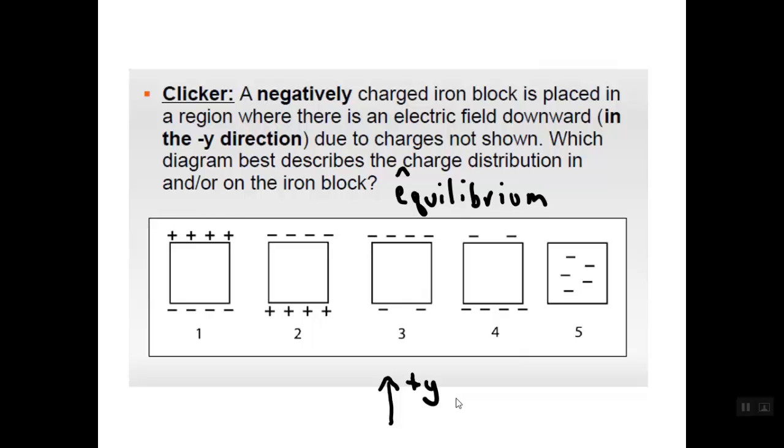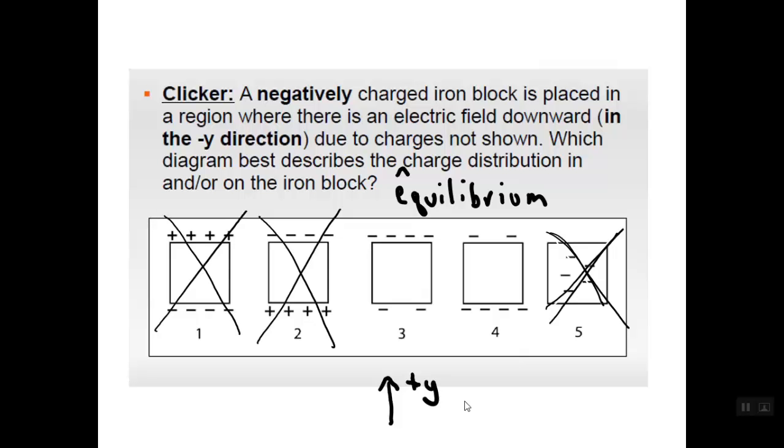Let's see if we can eliminate some choices quickly. First, the iron block is a conductor, so in equilibrium, the excess charges, here negative, should lie on the surface. Clearly, this rules out choice 5, which shows excess charges in the interior of the block. Second, we can rule out choices 1 and 2 because they show blocks which are overall charge neutral. They have as many positive charges as negative charges shown in each of these diagrams.